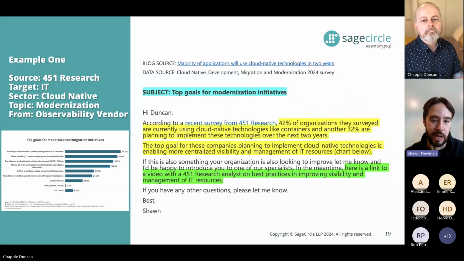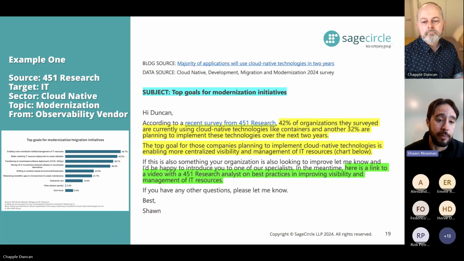Just being conscious of the time, so I'll go through these. These are a few examples, and as Duncan said, we'll have this recorded and everything. These are a few examples of some cold emails that I put together pretty quickly. These are just using recent blog posts, because I unfortunately don't have a research subscription anymore.